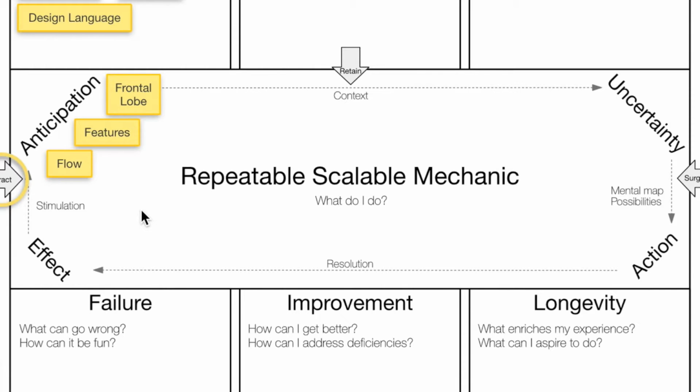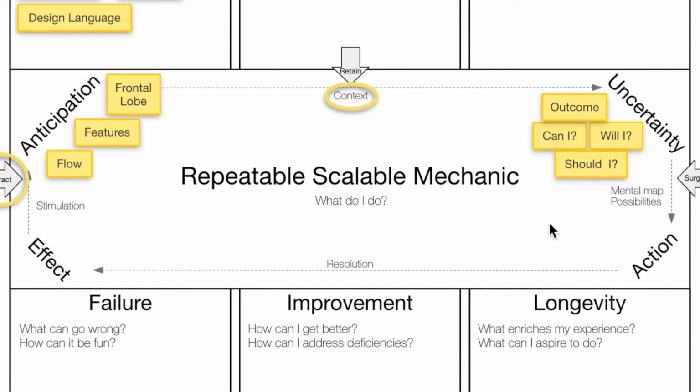And that context is crucial in the next part of the quadrant, which is uncertainty. Games are fundamentally about resolving uncertainty. It's resolving the outcome. And at a micro level, it's them thinking about, can I do this? Will I succeed? Should I go down this route or should I go down that route? Games are all about uncertainty because once that uncertainty is gone, the game no longer becomes interesting.